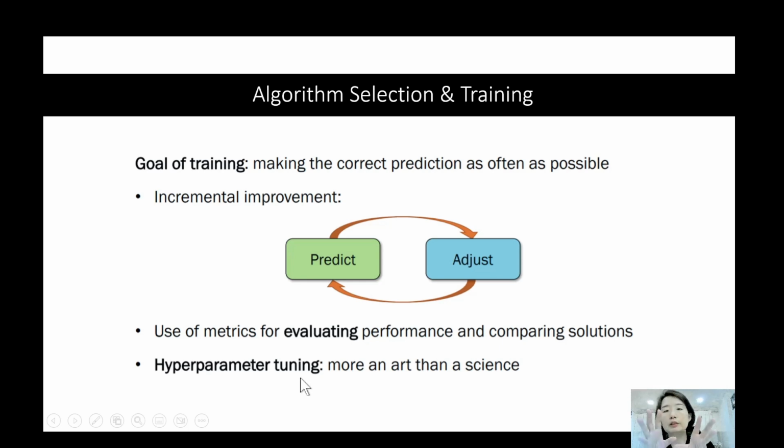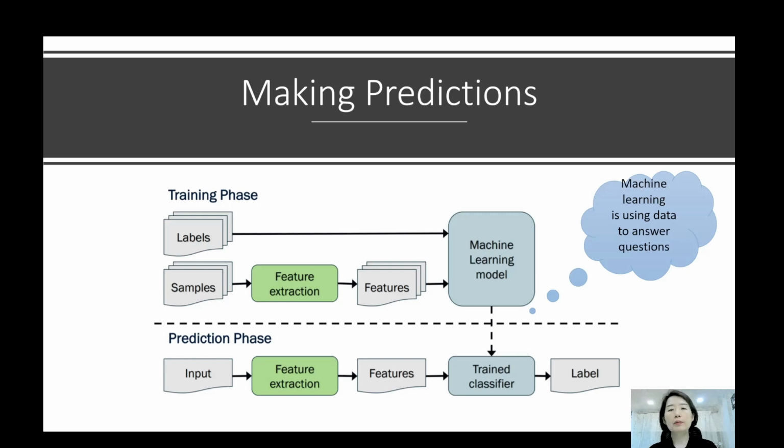You might want to adjust the features, you might want to combine certain features, and the goal of training is to make the correct prediction as often as possible and increase the accuracy of your algorithm. And the last step in your machine learning will be making predictions. After you have trained your algorithm, you can make use of this trained model in your prediction phase, in which you give it another set of input, and then try your machine learning model and look at the output, whether it can predict accurately.